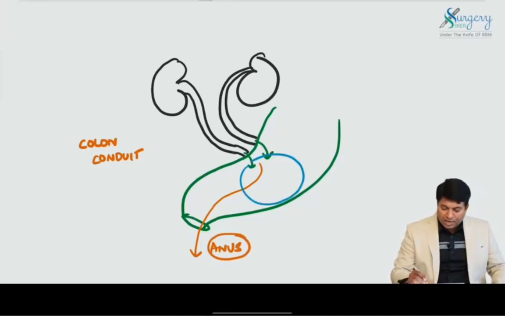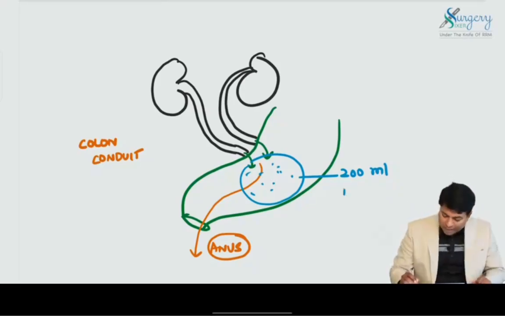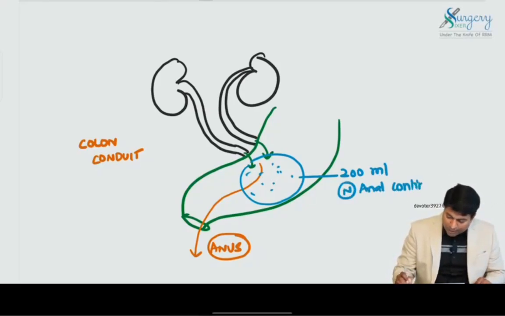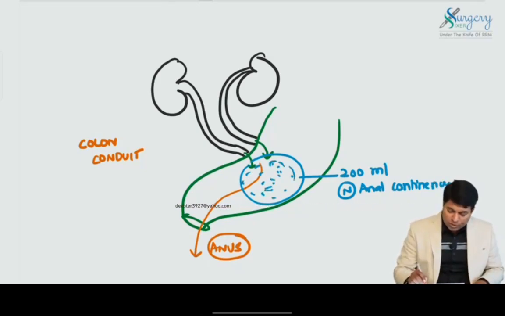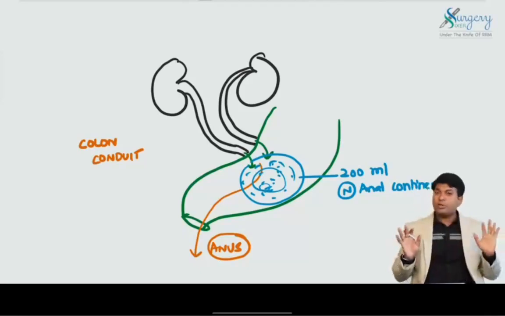Therefore, to do this procedure, we must infuse 200 ml saline inside the sigmoid colon, and we should see whether the patient has normal anal continence. Normal anal continence is very important, it should be there. 200 ml of normal saline is infused, and we look for normal anal continence. If the patient can grip his anal sphincter with 200 ml saline, then only we can do this procedure. Otherwise, we cannot do this procedure.